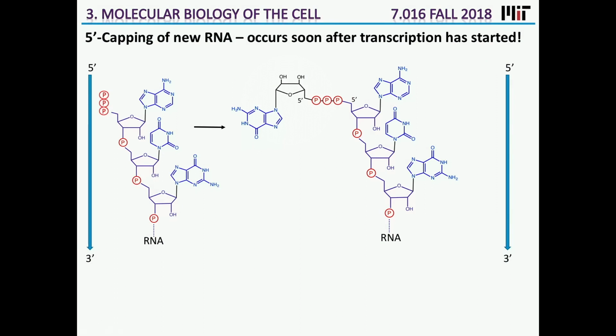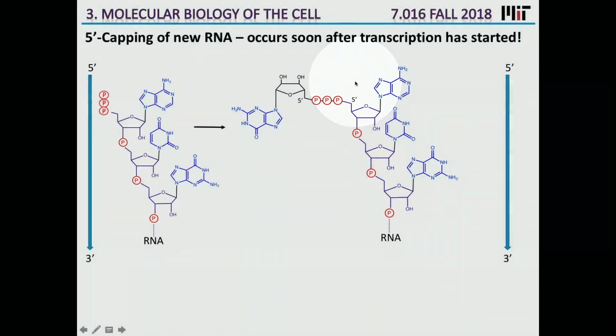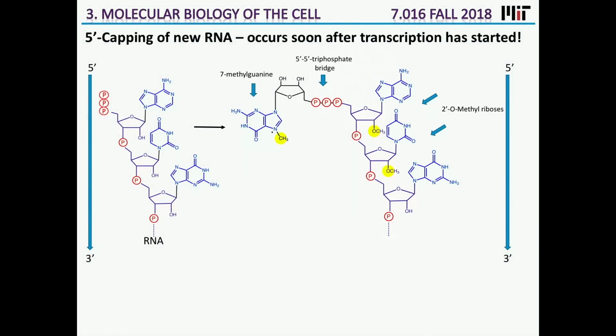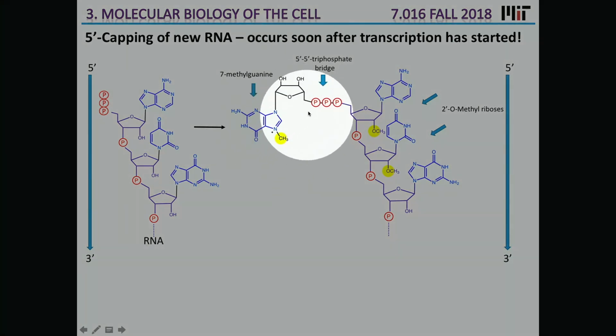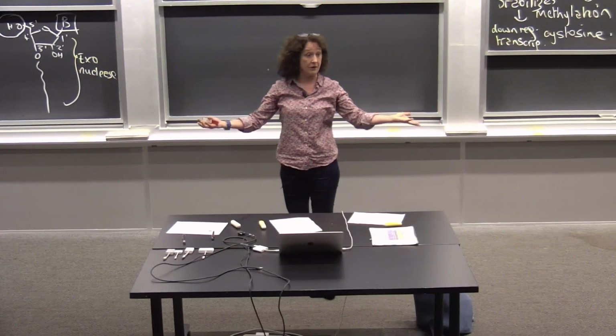This all looks pretty strange. The rest of this still looks quite good. It looks fairly intact. But then the next thing that happens is that the guanine that's here is methylated. You do not have to remember this stuff. I couldn't remember it. I just want to show you how weird and different the 5' end looks. It doesn't look like a strand of RNA.